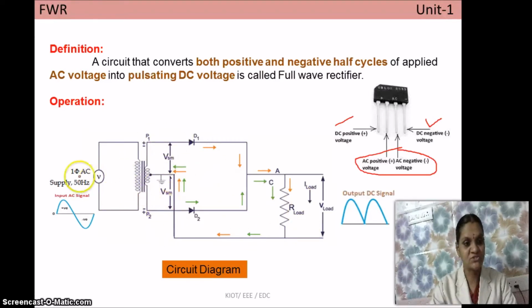So we'll see the operation. During the positive half cycle of the applied input AC signal, the 2 terminals are represented in the transformer secondary. The terminal P1 will be positive and P2 will be negative. This is during the positive half cycle of the input AC signal. So if this terminal is positive, the diode D1 is said to be in forward bias, because this positive polarity is connected to anode of the diode D1. Anode is meant for positive terminal, so same polarity, so this is in forward bias.